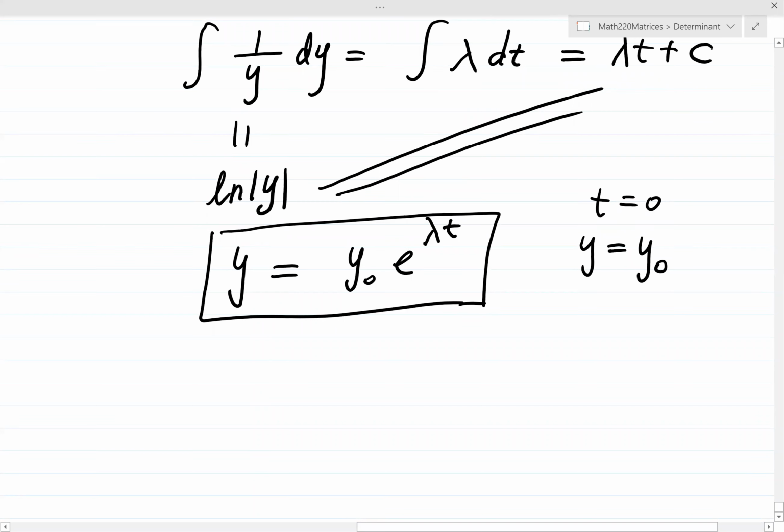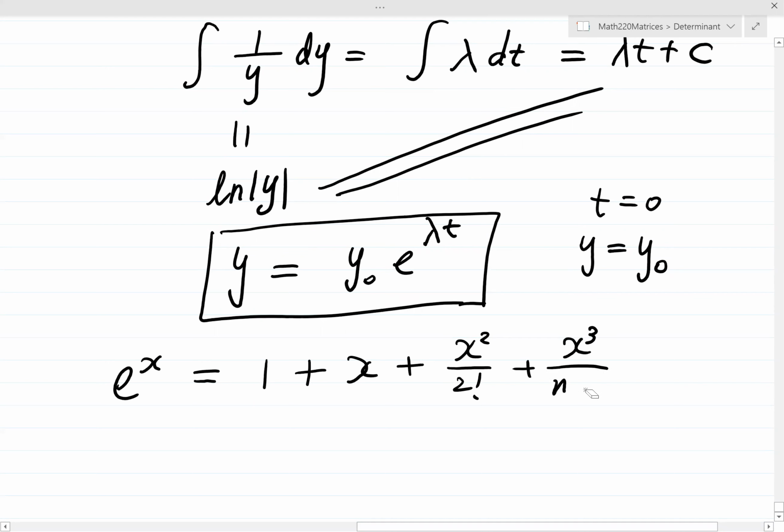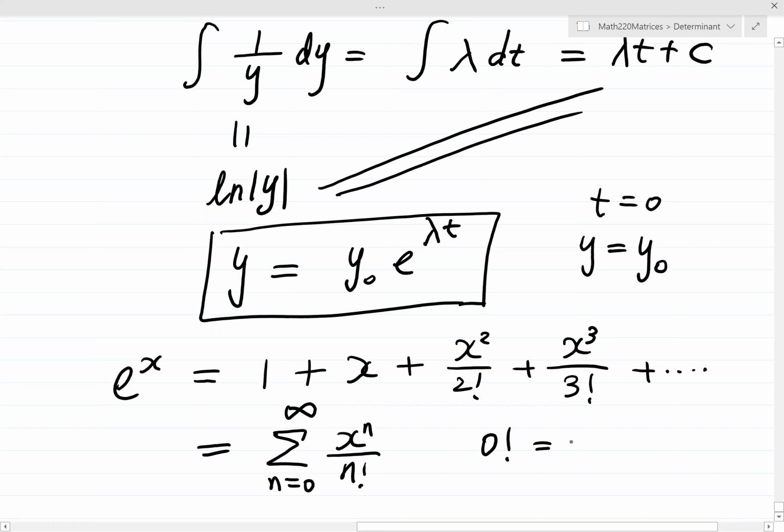Now this motivates how we solve the matrix equation. Remember the exponential function e to the x, we can define it by a Taylor polynomial, the Maclaurin expansion: the sum over n from 0 to infinity of x to the power n over n factorial. And by definition, 0 factorial is 1.